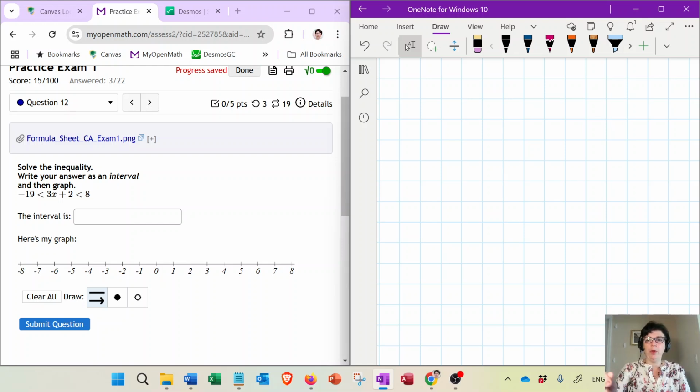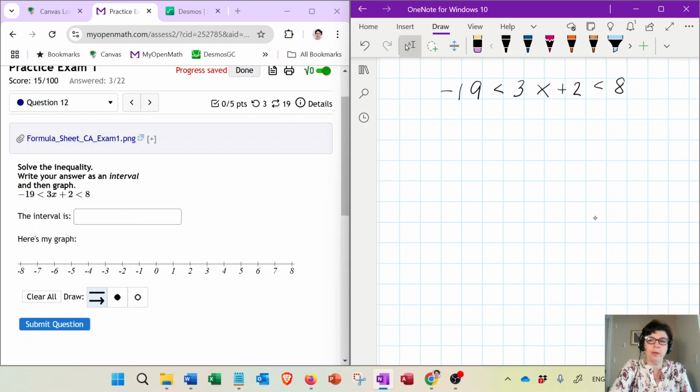In this example, we're going to solve a compound inequality and express the answer in interval notation and also graph it. The compound inequality means that it's basically a series of inequalities. So here we've got negative 19 less than 3x plus 2 and also less than 8. We solve them the same way as we solve regular inequalities.